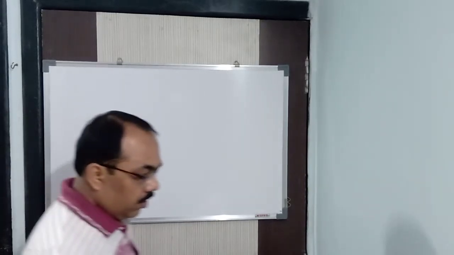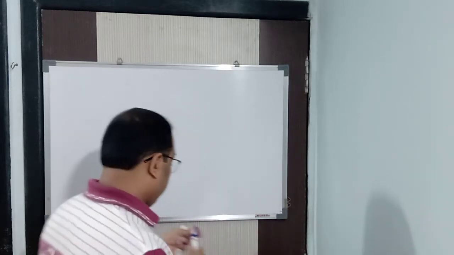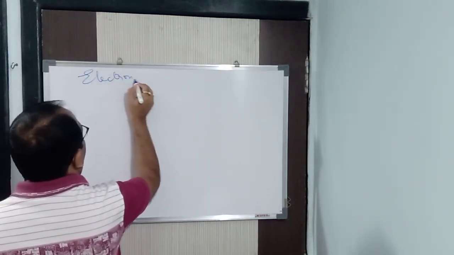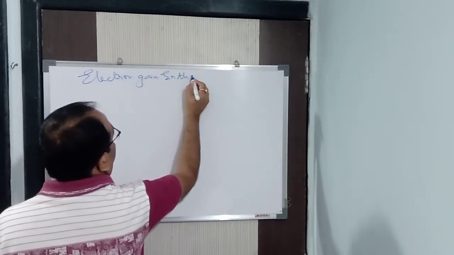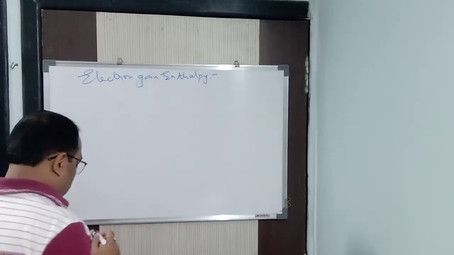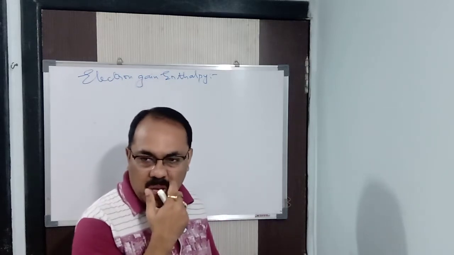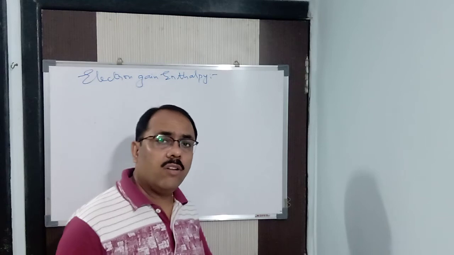Now, coming to the next periodic property, we will see electron gain enthalpy, which you studied in lower classes as electron affinity. Now, why do we call it electron gain enthalpy? There we studied electron affinity.